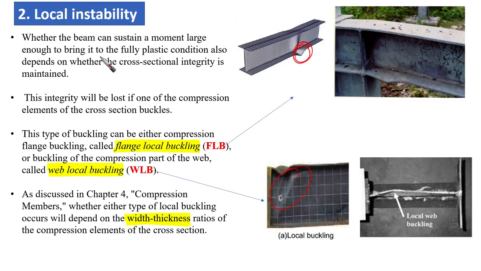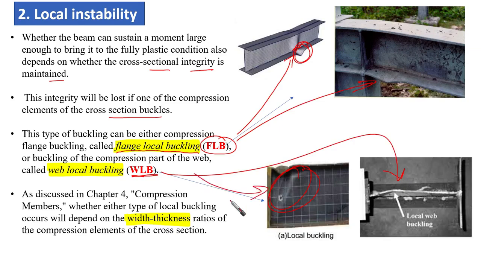Whether the beam can sustain a moment large enough to bring it to fully plastic condition also depends on whether cross-sectional integrity is maintained. That's right, because we are talking about local stuff here. This integrity will be lost if one of the compression elements of the cross-section buckles, whether it is the flange or the web. If the flange is going to buckle, we call it flange local buckling, FLB, as you can see here. And if the compression part of the web is going to buckle, then we call it web local buckling, WLB, as you can see here.